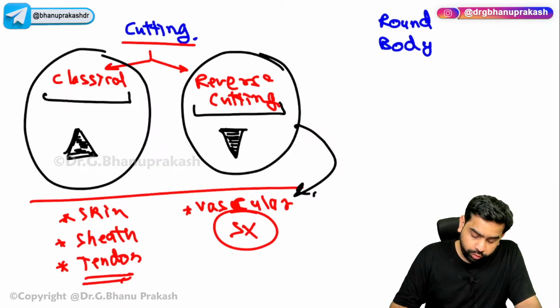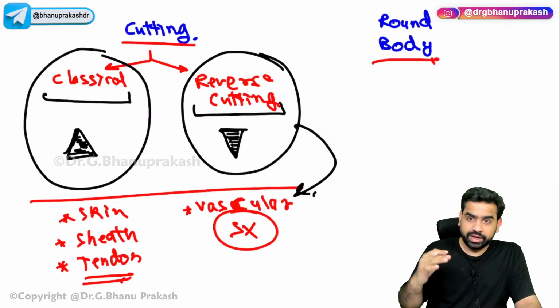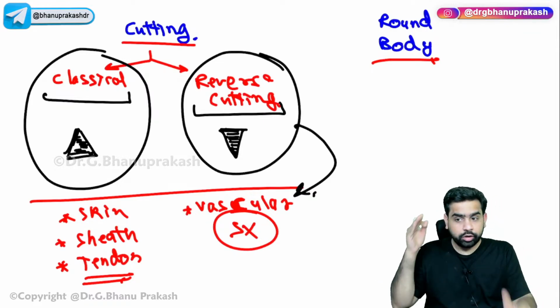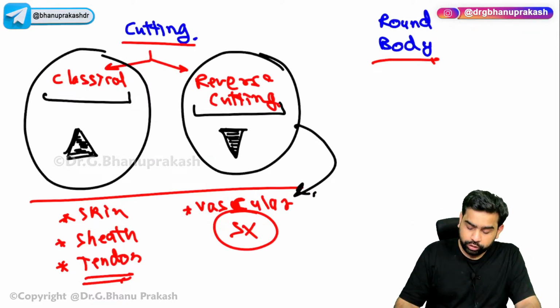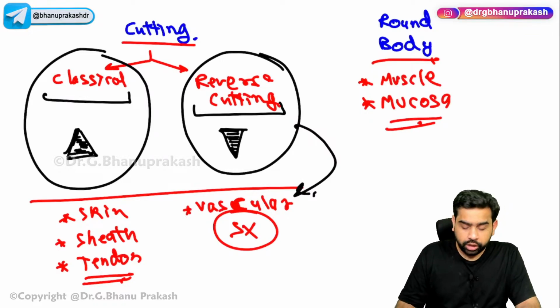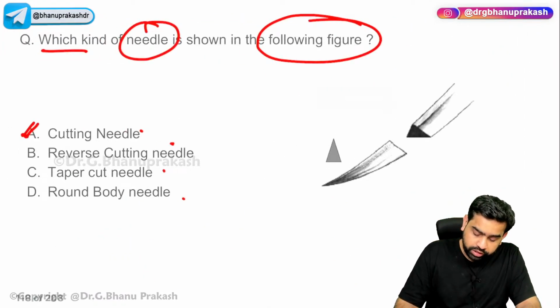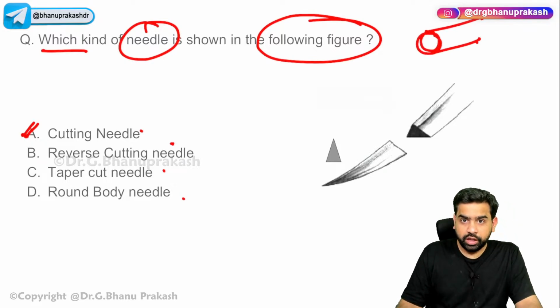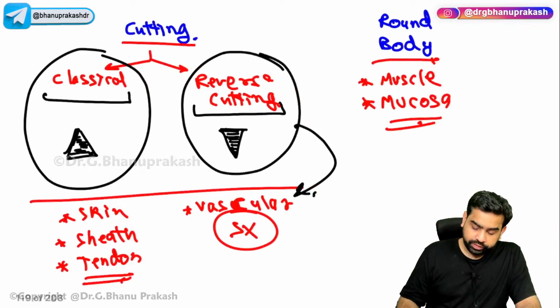What about the round body needle? It is a bit less traumatic because it splits the tissue and does not cut it. So it is used where you have soft tissues, for example muscle or mucosa. In the cross section they are going to show you something like this. This is a round body needle.